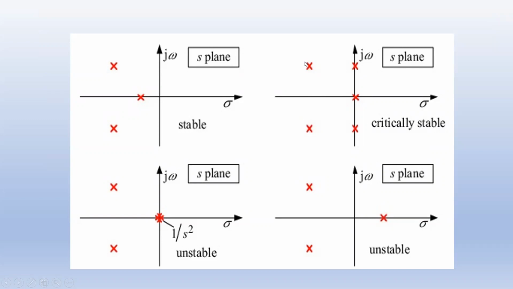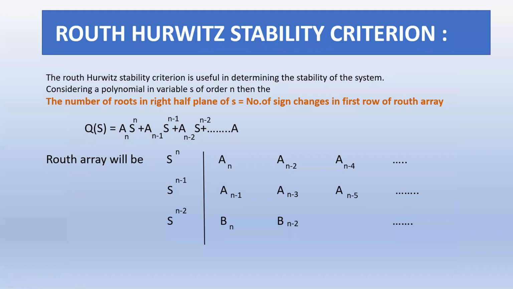So in that case, how can we categorize that this system is stable, unstable, or marginally stable? For doing that, we have one stability criterion which is called the Routh-Hurwitz stability criterion. It is a very powerful tool in determining the stability of a control system just by knowing the characteristic equation of the closed loop transfer function.